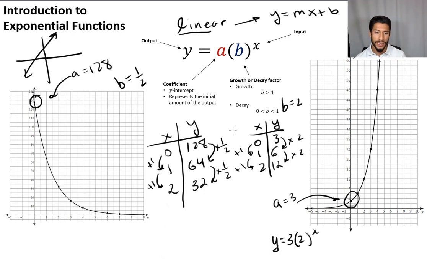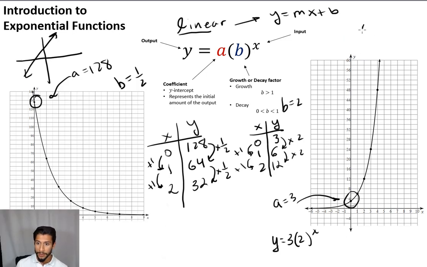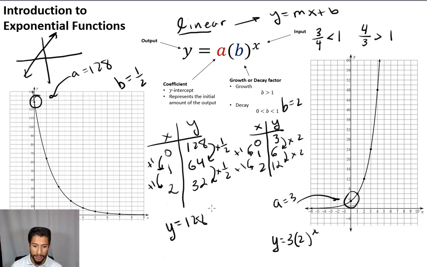You can quickly tell that it's less than 1 if you have a fraction in which the denominator is larger. So for example, this 4/3, that's greater than 1. That's a growth. But if you had 3/4, that is less than 1. That's a decay. So our final equation here would be y is equal to 128 times 1/2 raised to the x.